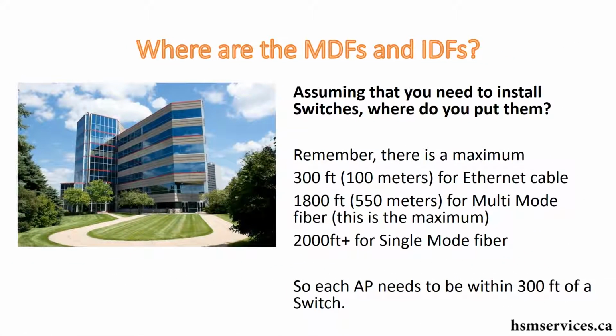So, where do you put the switch when you install it? When I said to you, again, that you can run an Ethernet cable 300 feet, you can run a fiber optic cable 1800 feet or more if it's multi-mode or single mode. And so, just think about the best place to create a new IDF if you have to, within 300 feet of an access point, or use an existing IDF if you can.